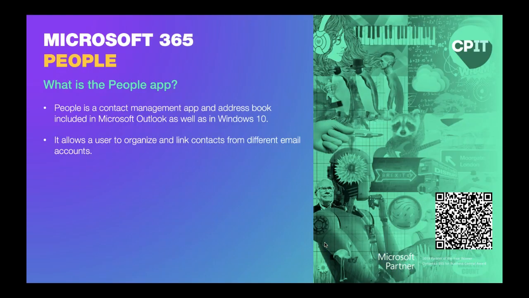So what is the people app? It's the contact management app. You've seen it in Outlook. It's available in Windows 10 as a standalone app, but essentially it's the address book in Outlook. It allows you to organize and link contacts from different email accounts, like it says on there. That's your central hub for anything related to saving people's phone numbers, email addresses, and what have you.